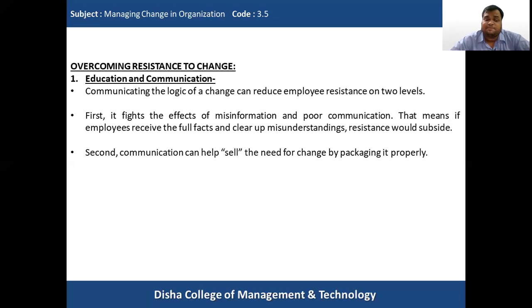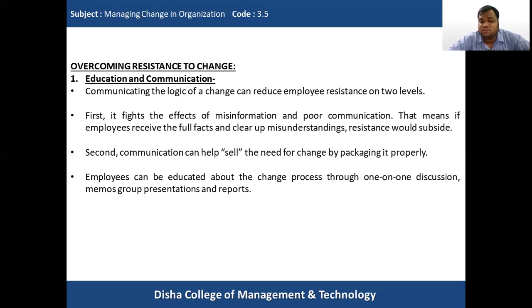Second, communication can help sell the need for change by packaging it properly. It will be easier for the top management to sell the need for change to the employees, because it can be packaged properly and presented in a better way, by making them understand the logic behind the change and why the change is required for the organization.